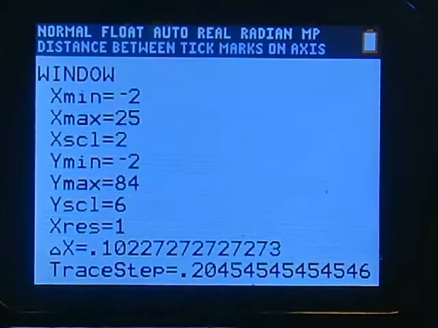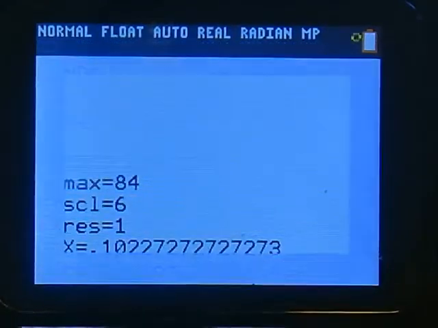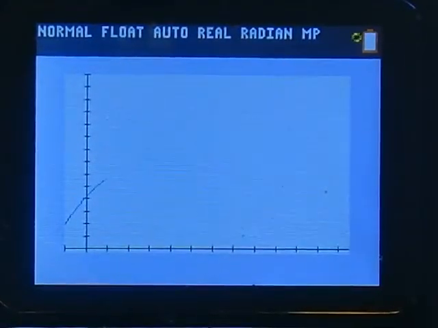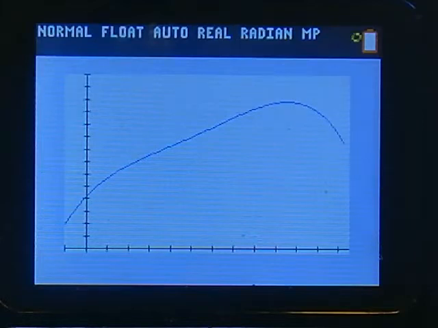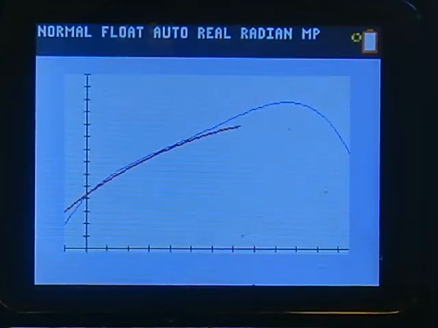Remember, this is about years on the x-axis and height in inches on the y-axis. So let's graph it. All right, here's the boys coming in here. And it looks like it's turning down like it's supposed to. And here is the girls. And it is coming down like it's supposed to.